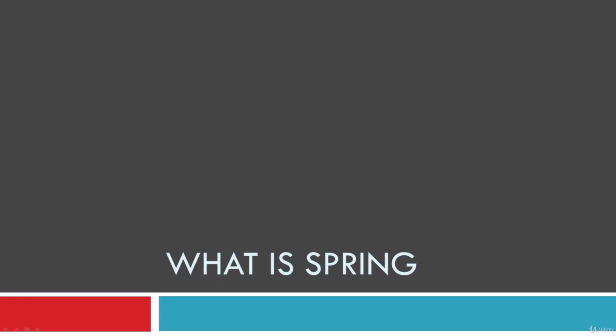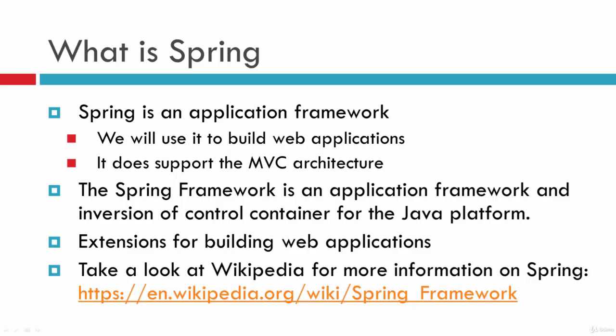So let's talk about the very last thing before we get into the actual coding part and get our hands dirty. So what is Spring, right? Spring is an application framework. You should think about it as something you can use just to build an application. There is not any particular usage like web only, which is probably the biggest misconception there is about it. We will use it to build web applications, and it does support the MVC architecture, which is pretty good for us.